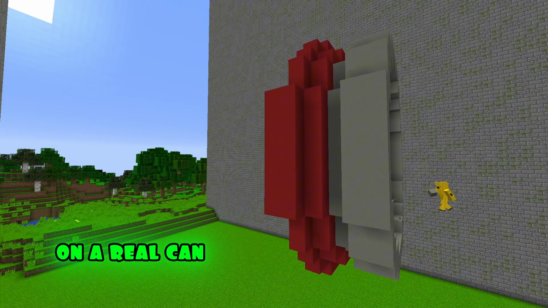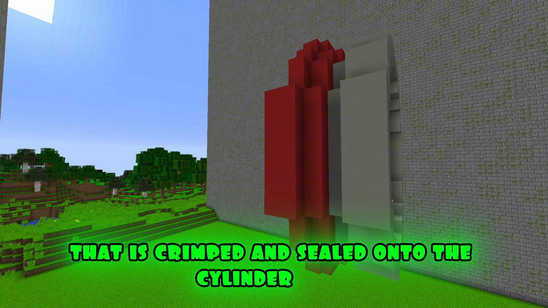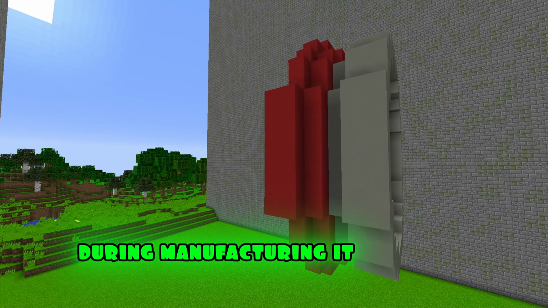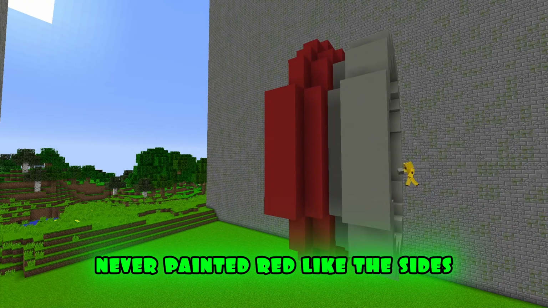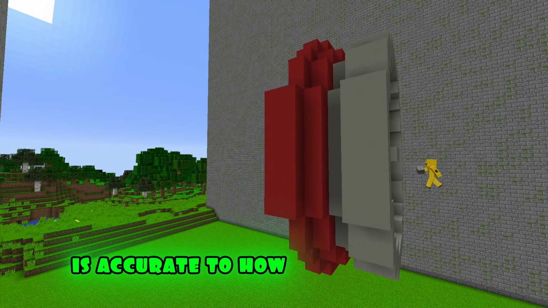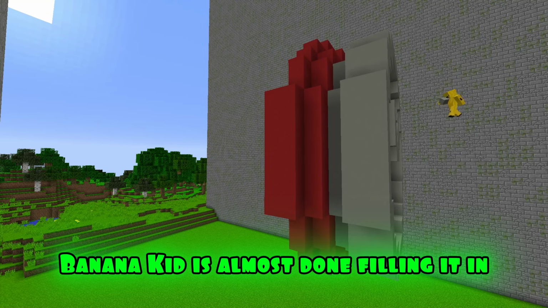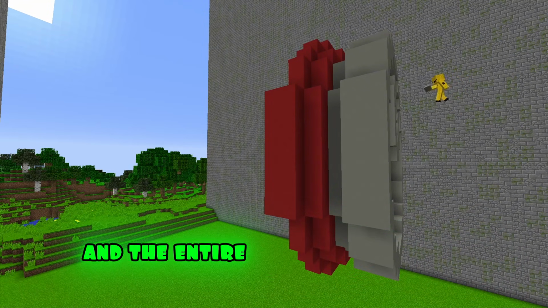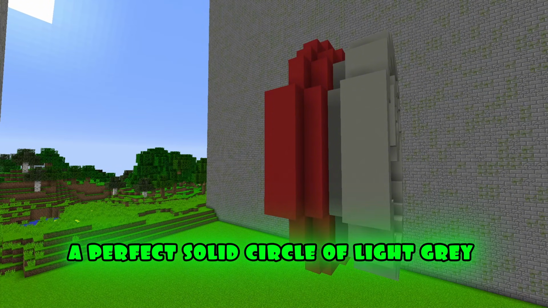On a real can, the top is a flat piece of aluminum that is crimped and sealed onto the cylinder body during manufacturing. It is always that bare metal color, never painted red like the sides. So having this solid gray circle at the front is accurate to how a real can looks. Banana Kid is almost done filling it in. Just a few more blocks and the entire front face will be complete. There, it is done. A perfect solid circle of light gray concrete.